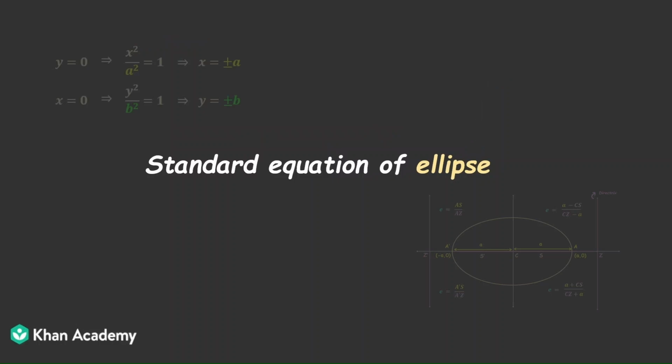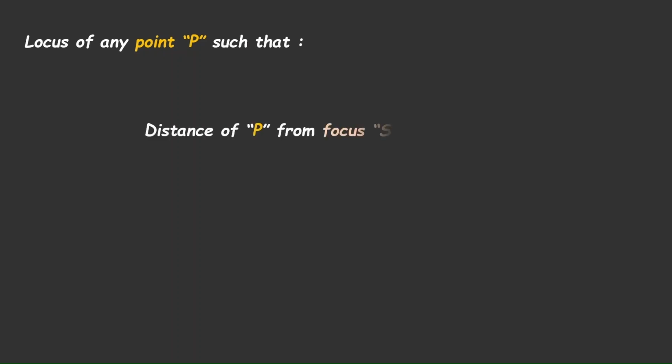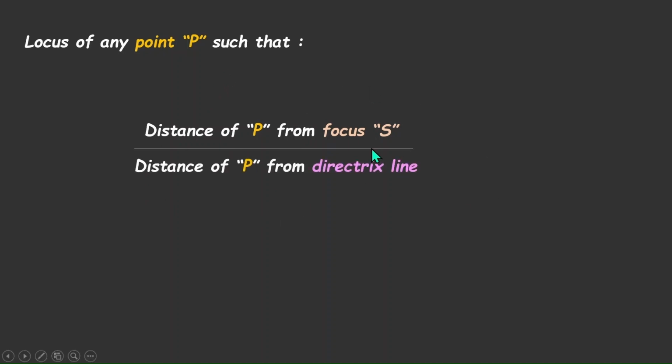Hi everyone. Today we'll learn how to find the standard equation of an ellipse. So first, let's focus on the definition of an ellipse, which is that it is the locus of any point P such that the distance of that point P from another fixed point, the focus, which we call S, divided by the distance of point P from a fixed directrix line, is a constant ratio equal to E, where this E is between 0 and 1.